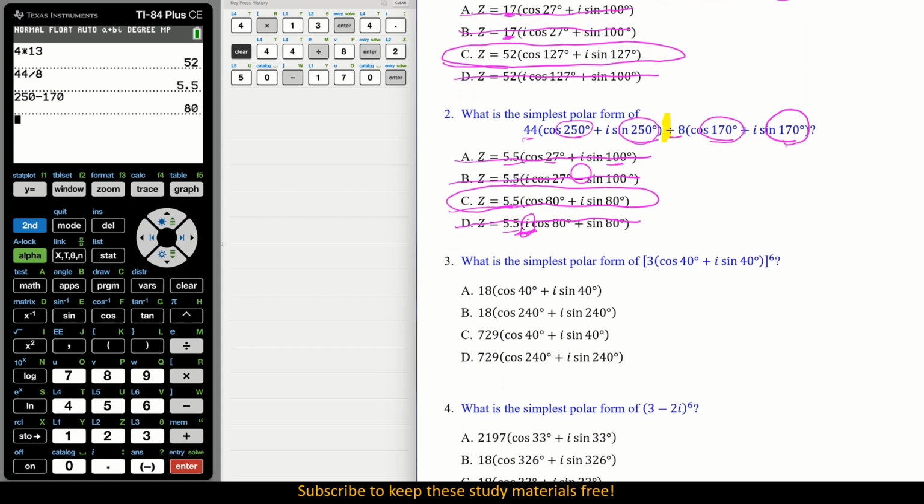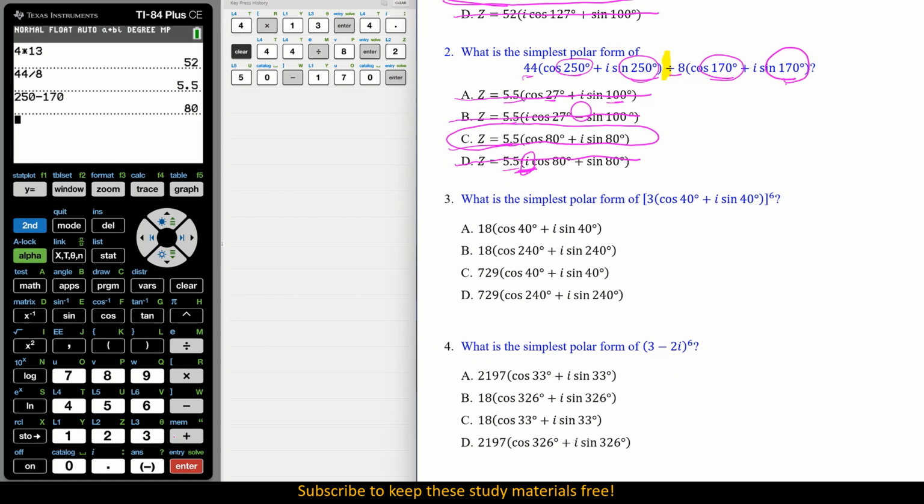All right, now let's go up here, number 3. What is the simplest form of 3 times cosine 40 plus I sine 40, but it is exponential. So you take that 3 and give it the exponent of 6. The outside item, remember, is your R. Your R is going to take on the operation. If you haven't noticed, that's the theme. You take your R and treat it like a normal, regular operation. There are no other things to remember with that. Just tell yourself that and you'll be in good shape. So I've got my R and it's going to be to the 6th power.